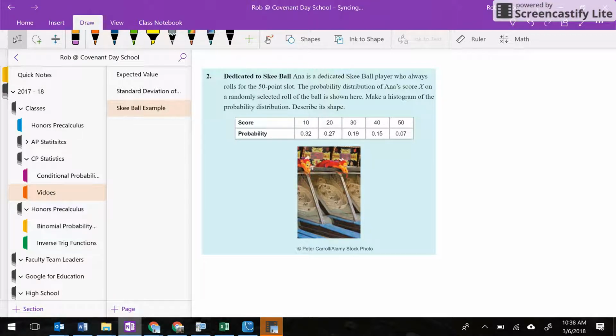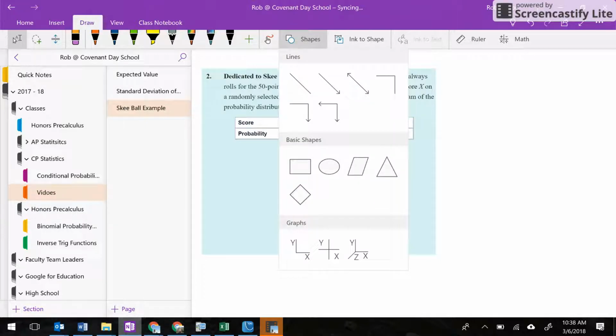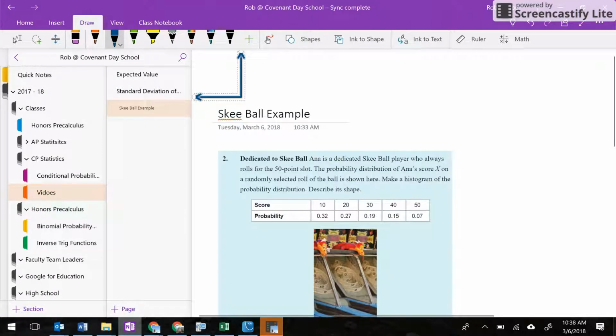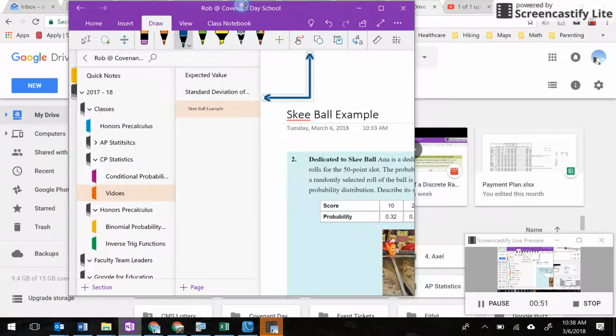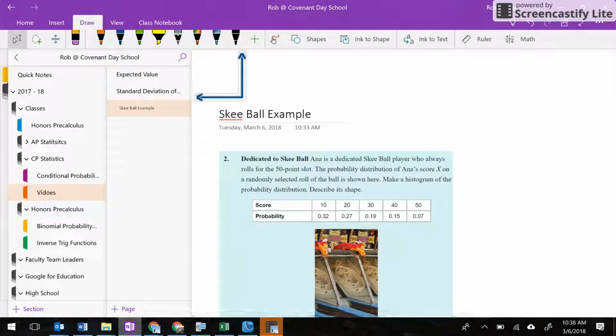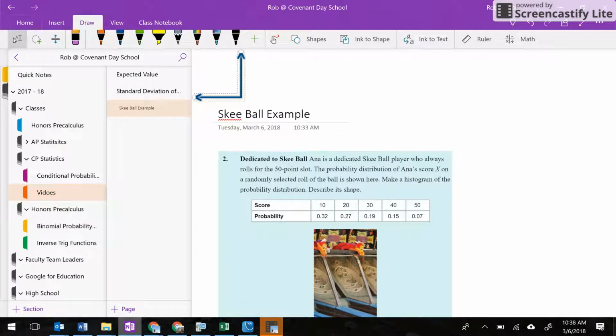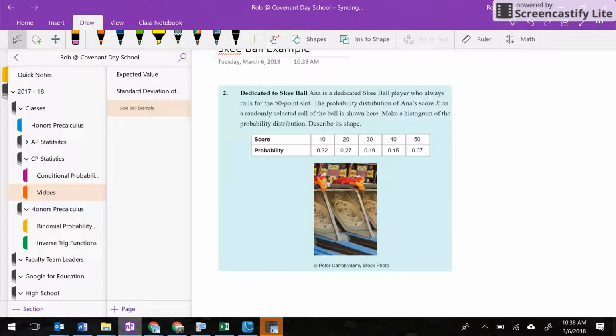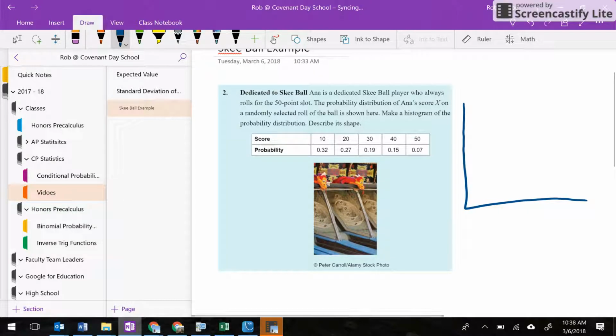First, I want to make a histogram of this to try to describe what's going on. So let me get myself an axis. Oh well, let's try that again. I'm going to draw an axis. And I need there to be 10, 20, 30, 40, and 50.